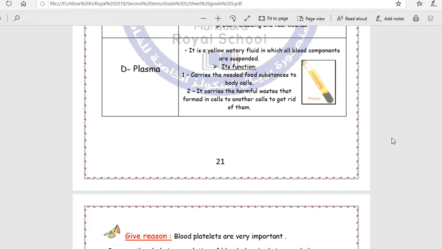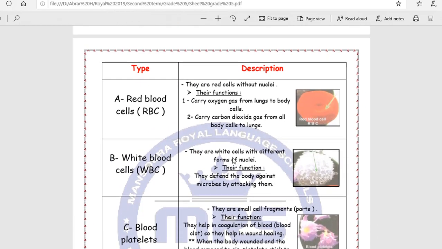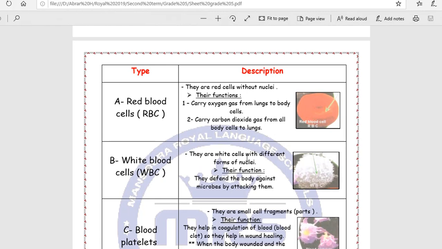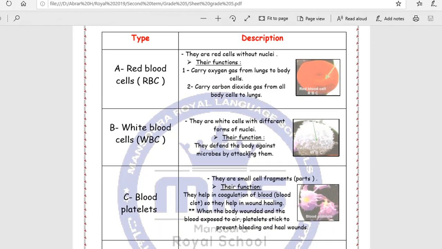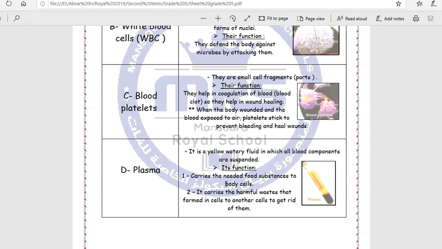Previously, we said that the circulatory system carries oxygen and digested food to all the body cells and carries carbon dioxide gas and waste from the body cells to special organs to get rid of them. So, we said that the red blood cells carry oxygen and carbon dioxide. What about the digested food and the food wastes? This is the function of the plasma. The plasma carries the needed food substances to the body cells, and it carries the harmful waste formed in the cells to other cells to get rid of them.